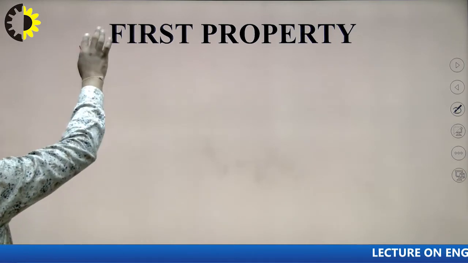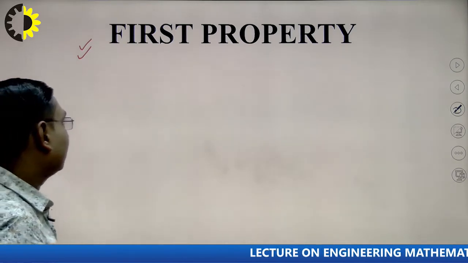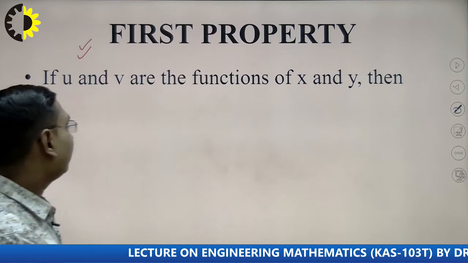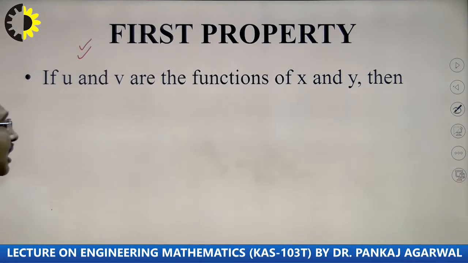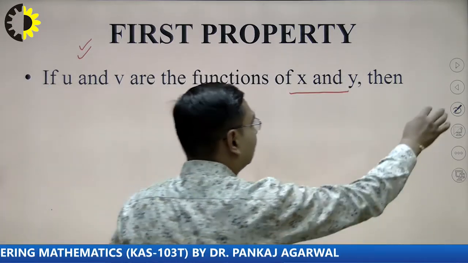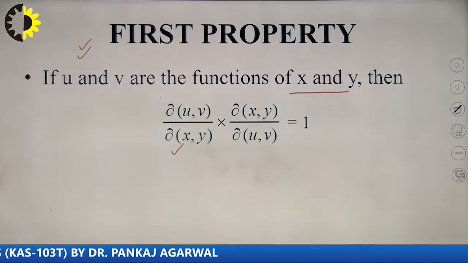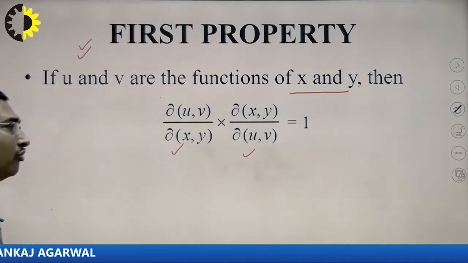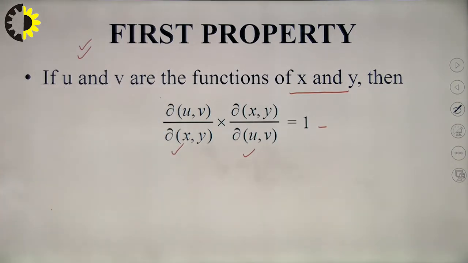We take the first property of the Jacobian. The property says, if u and v are functions of x and y, then this Jacobian del u v over del x y, when multiplied with del x y over del u v, will be equal to 1. What does the property say?